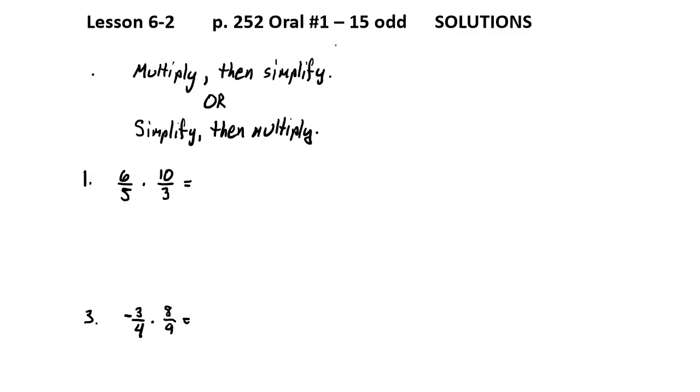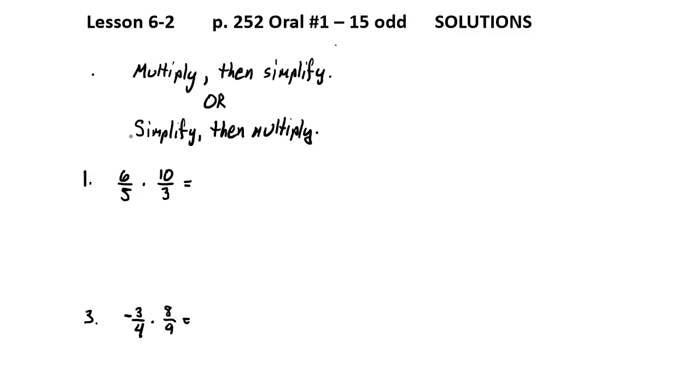This video has the worked out solutions to the lesson 6-2 assignment, oral exercises number 1 through 15 odd. All of these problems involve fractions and multiplication. It's about multiplying fractions. To multiply fractions, you multiply the numerators and then multiply the denominators.